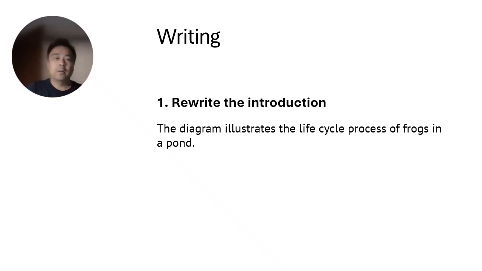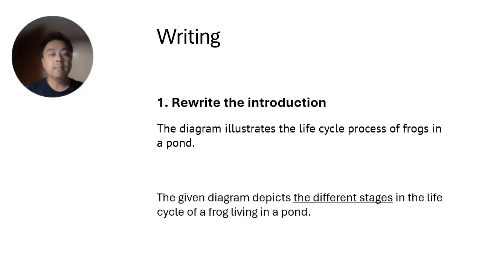Like all task 1 introductions, we just need to paraphrase the rubric. Now this rubric is really short, so we could do word substitution, or we could expand on the idea just a little bit. Here's my paraphrase. The given diagram depicts the different stages in the life cycle of a frog living in a pond. Good.